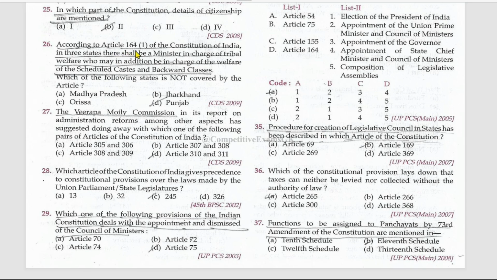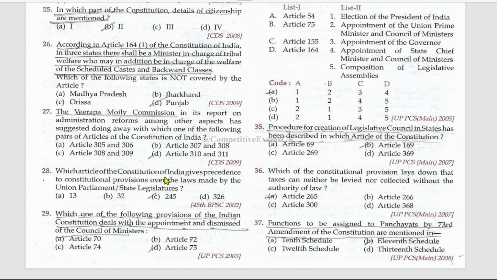According to Article 164(1) of the Constitution of India, in three states there shall be a minister in charge of tribal welfare who may in addition be in charge of the welfare of the scheduled castes and backward classes. Which of the following states is not covered by the article? Punjab is not covered under this article. The Veerappa Moily Commission, in its report on administrative reforms, among other aspects, has suggested doing away with one of the following pairs of articles of the Constitution of India: Article 310 and Article 311.